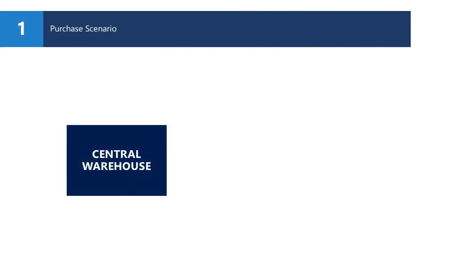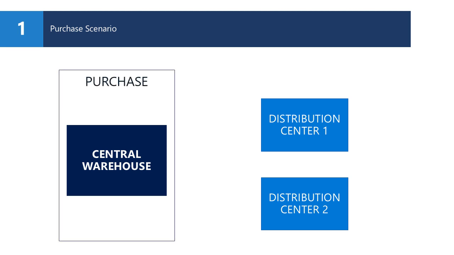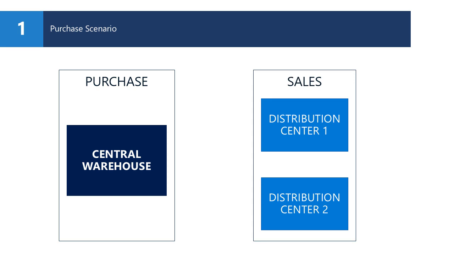In our first example, we will imagine a situation when we have one central warehouse location and more distribution centers. In this situation, we use this central location for all our company purchasing. All our sales will be realized from our distribution centers, and we expect that our distribution centers will be supplied from the central location.